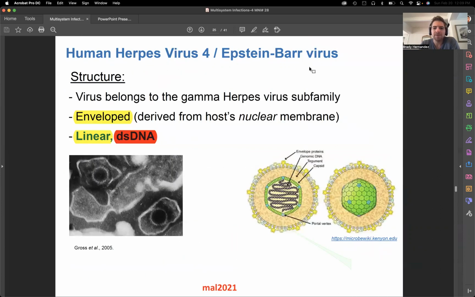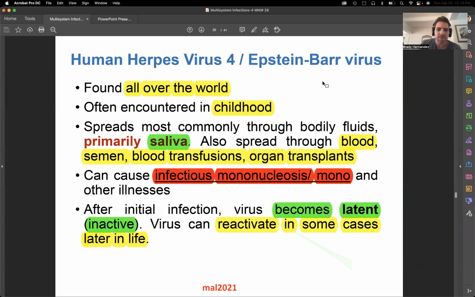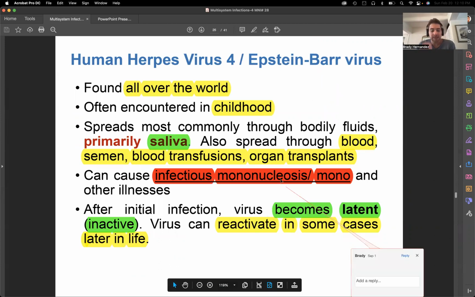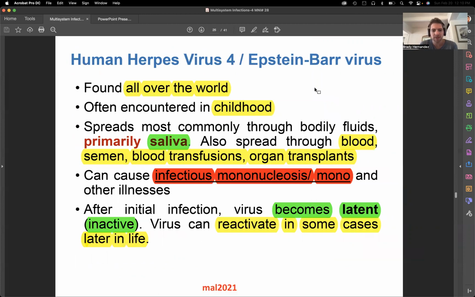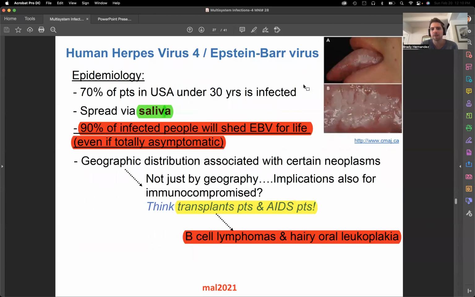Okay, EBV, right? That is mononucleosis. So really worried about that splenomegaly. The spleen can rupture. They tell you to take it easy. You're not supposed to play sports when you get this, just because the spleen is so enlarged, if it ruptures, you can get significant blood loss.